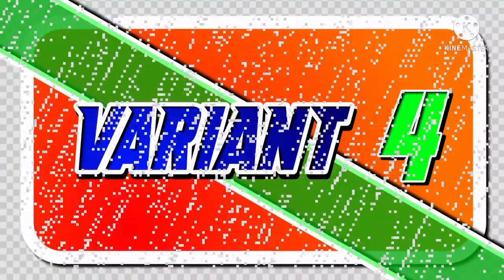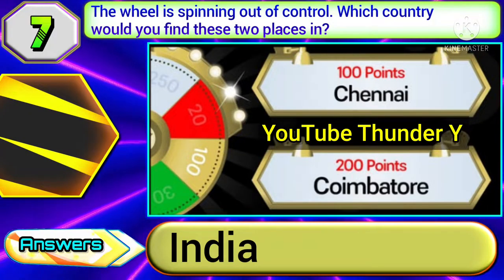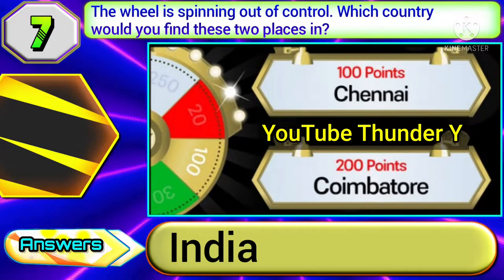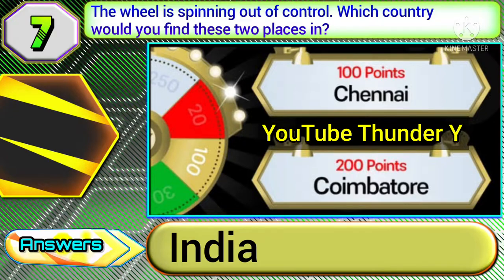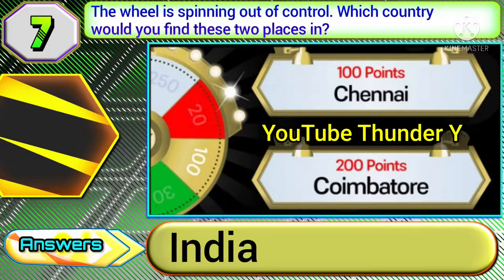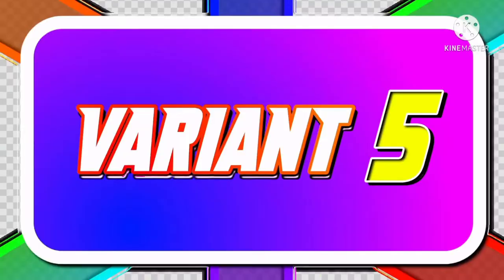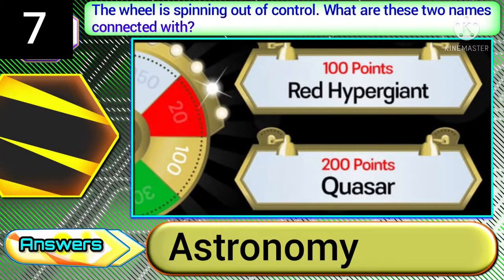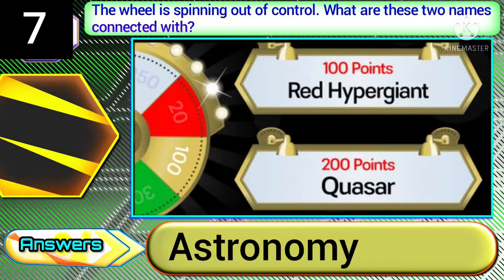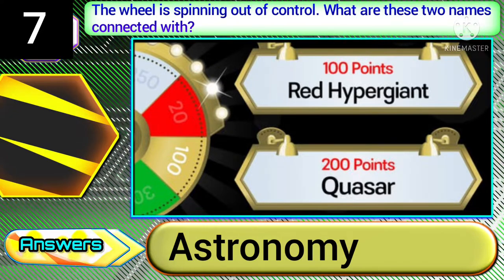Again in variant 4, if you get the question as which country would you find these two places in and if you get the city names on the image as Chennai and Coimbatore, then you need to select the option India. At last in variant 5, if you get the words on the image as red hypergiant and quasar and if you get the question as what are these two names connected with, then you need to click the option astronomy.